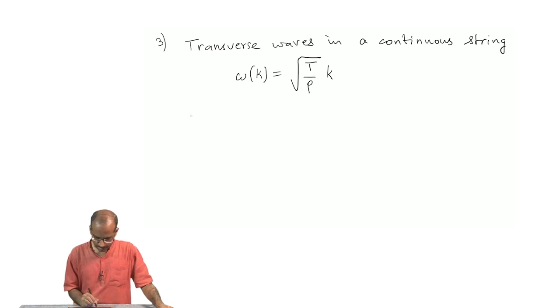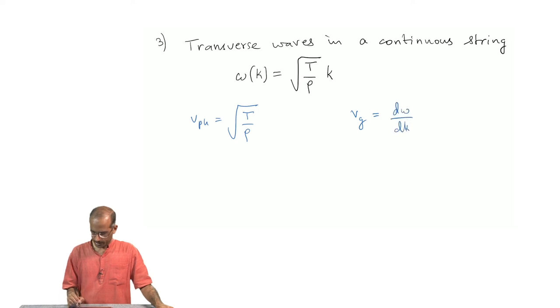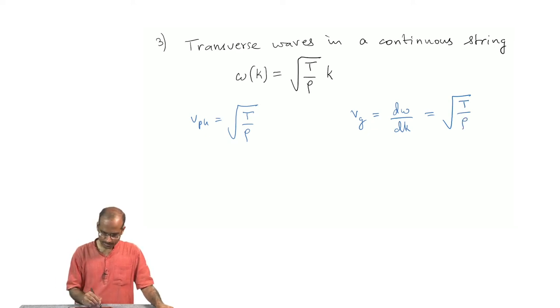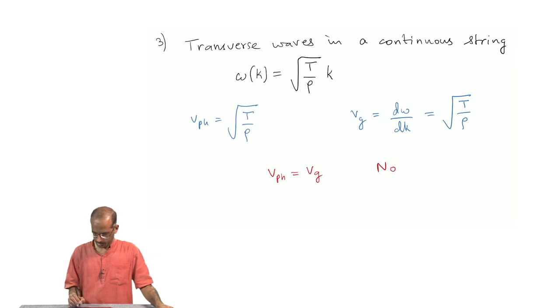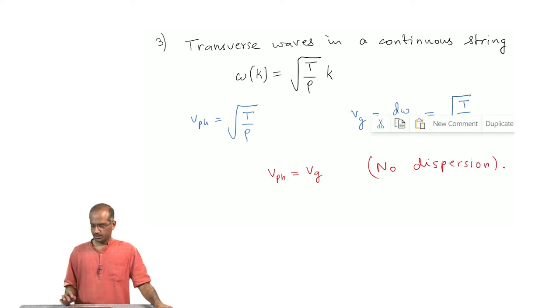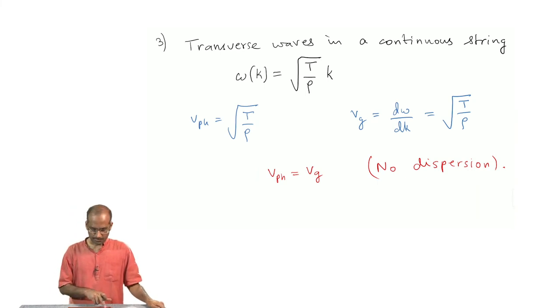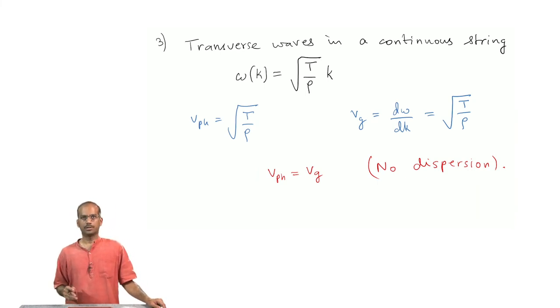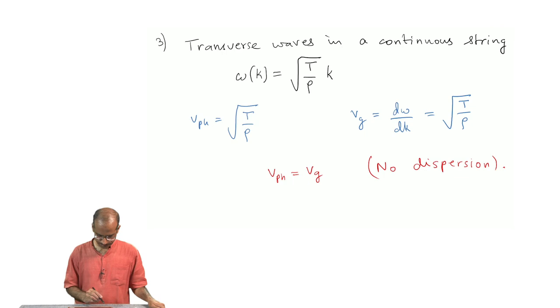We derived results for this case in the last 2 weeks. Now I can ask what the phase velocity is. Phase velocity is simply root of T by rho. What about the group velocity? That would be d omega by dk, which is equal to root T by rho. So, again here is another case where phase velocity is equal to group velocity. Again there is no dispersion here. So, we saw three different cases where there was no dispersion. Let us now look at a case where there is actually some dispersion.